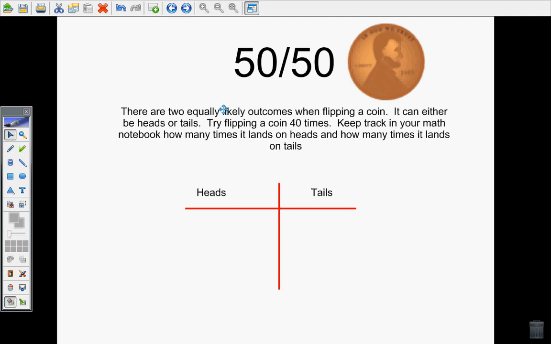Keep track in your math notebook how many times it lands on heads and how many times it lands on tails. You're going to need to draw a chart that looks like this so that you can keep tallies of how many heads you get and how many tails you get. Go ahead and pause the movie now so that you can do your experiment.